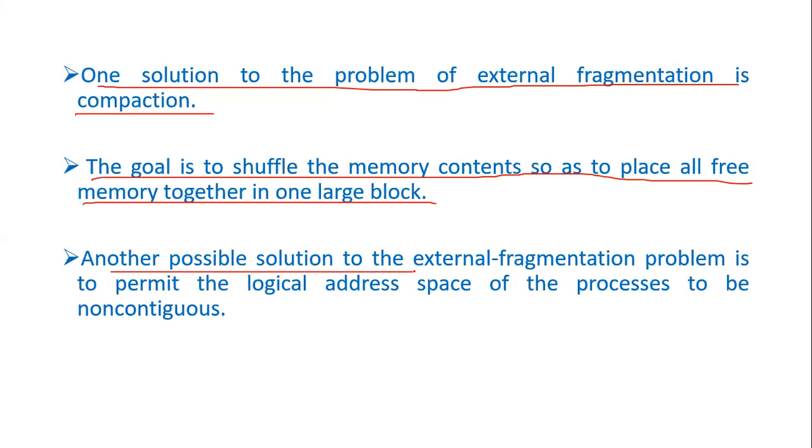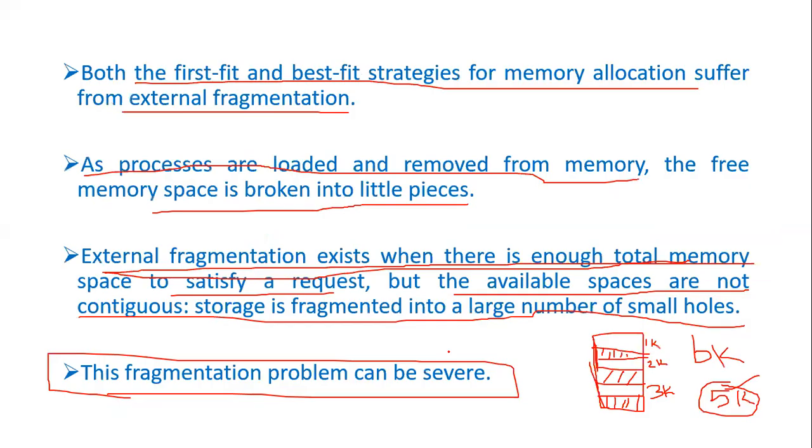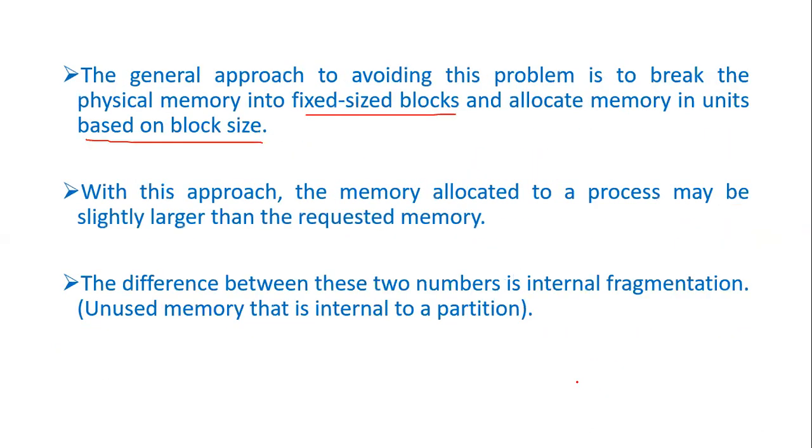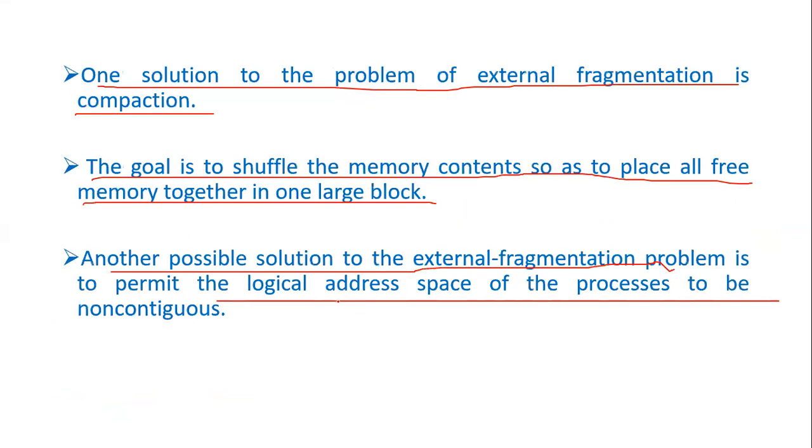Another possible solution to the external fragmentation problem is to permit the logical address space of the processes to be non-contiguous. The problem here is because of contiguous block allocation. Because of contiguous allocation only, we are unable to allocate a 5 KB file in this example. If we change from contiguous to non-contiguous, it is not a problem. We can allocate 2 KB somewhere and 3 KB somewhere else, so in total we can assign the 5 KB. So the other solution is to permit the logical address space of the process to be non-contiguous.